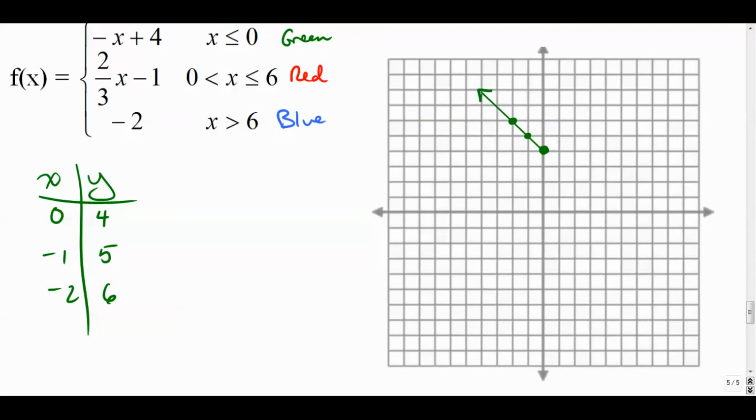So let's set up our table of values. Our table of values is going to be the easiest way to figure out what points are on this red line. So in between 0 and 6, that includes 6 because of the equal sign right here. So it's 6. And I don't have to pick all these numbers in between 0 and 6, so let's pick maybe 3 and 1. 6, 3, and 1.